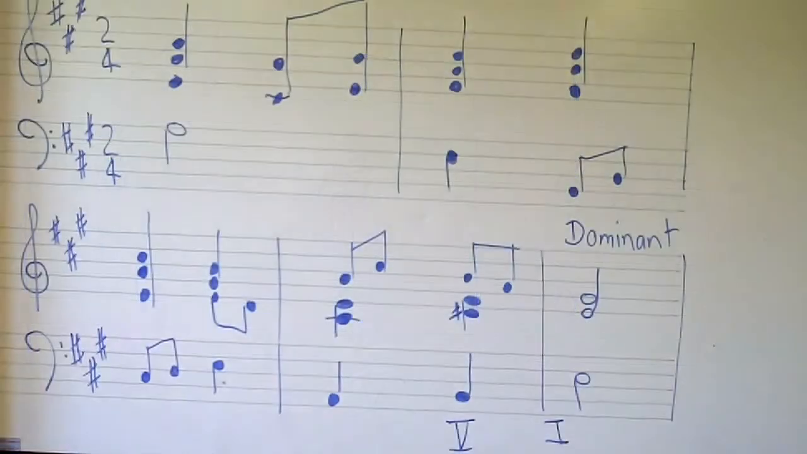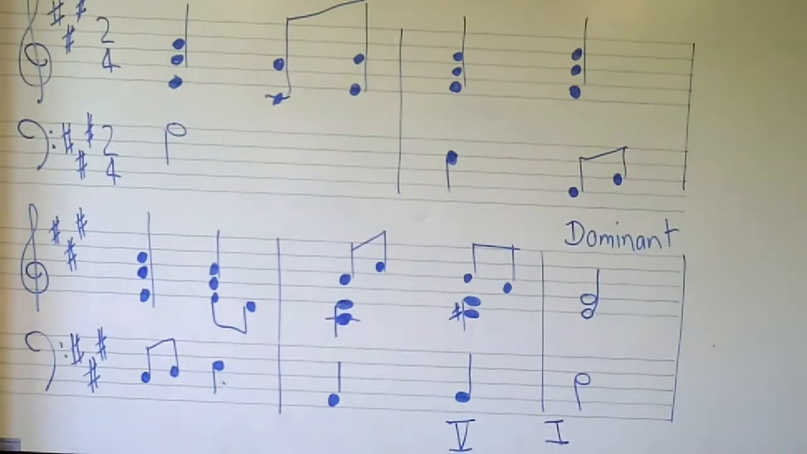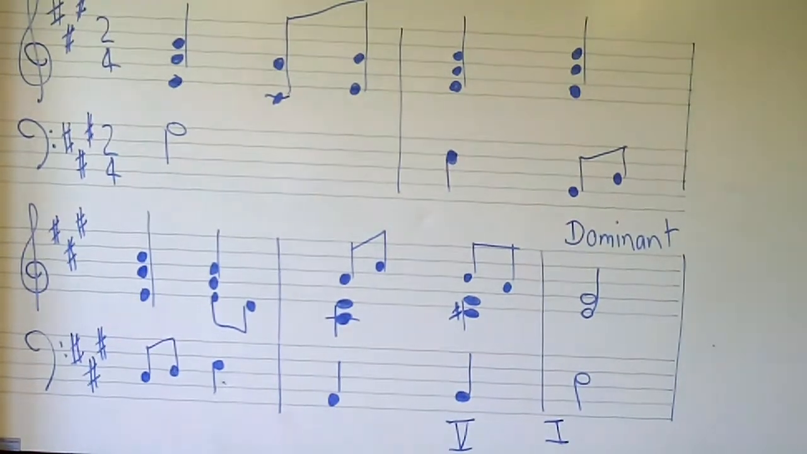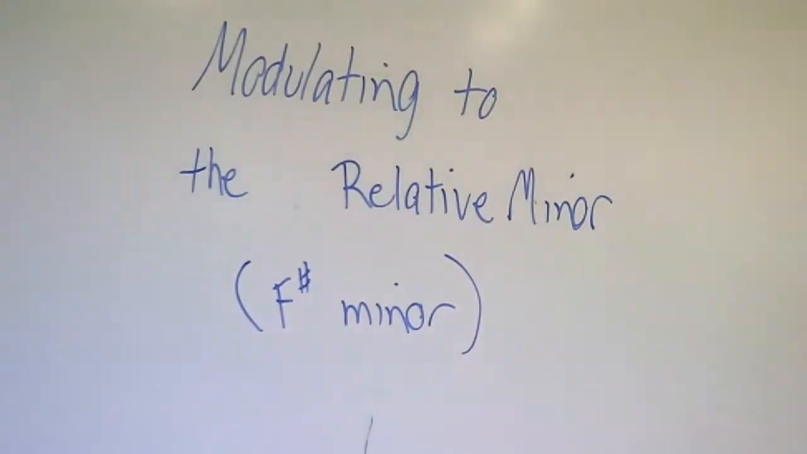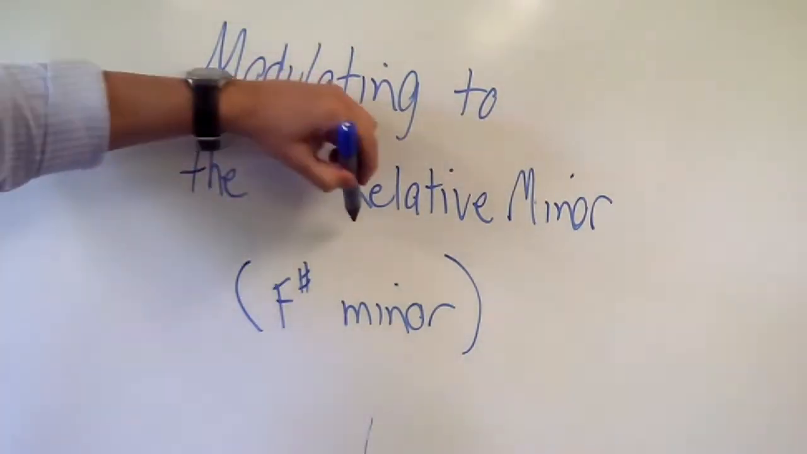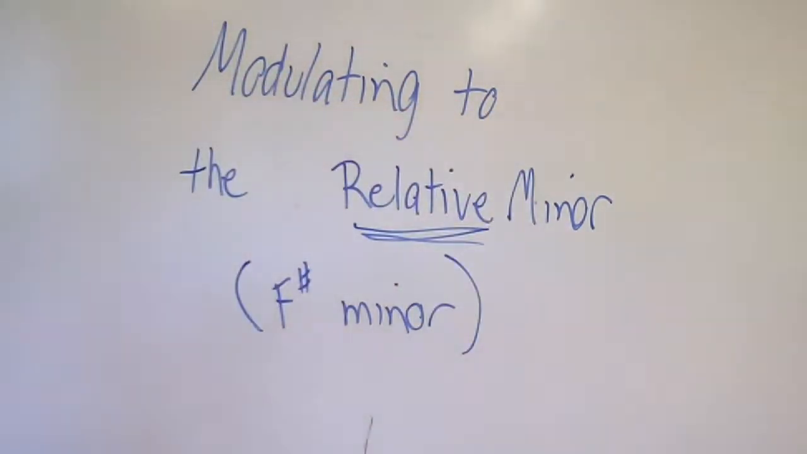And here is the entire passage. There we have it, a short passage of music that starts in A major and modulates to the dominant key of E major. So let's use the same process to modulate to the relative minor key, in this case, F sharp minor.